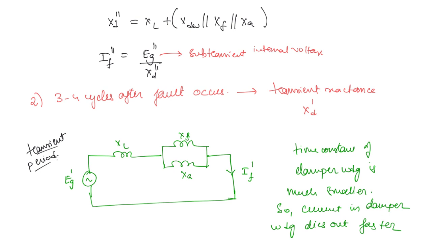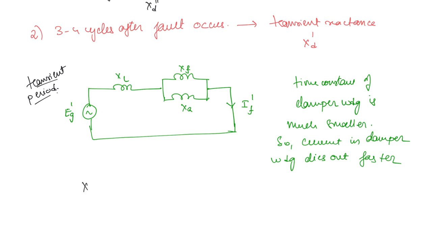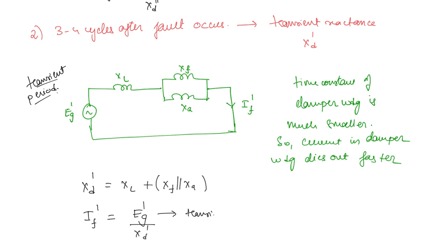So the transient period is the time wherein only the reactance due to field is left out, while the reactance due to the damper winding is not present anymore, right? So the transient reactance is going to be the leakage reactance plus the field and the armature reactance in parallel. And what about the fault current? Transient fault current is equal to Eg dash by Xd dash. This is the transient internal voltage.